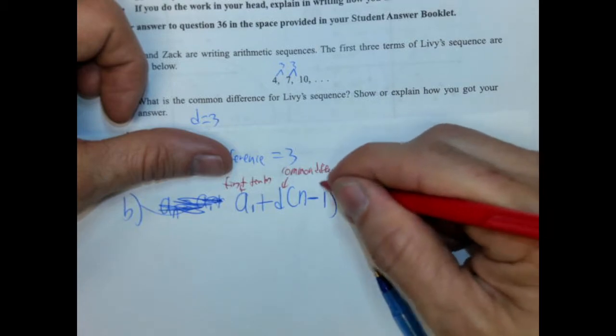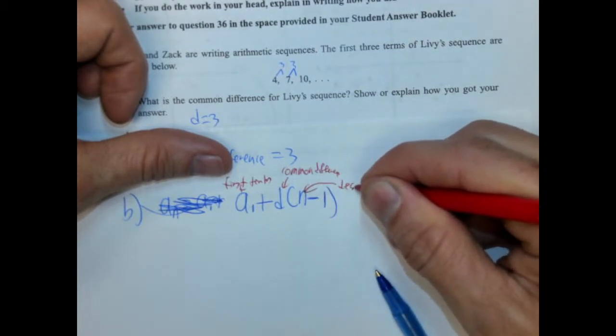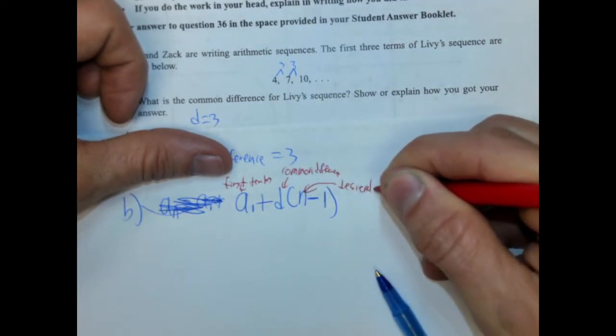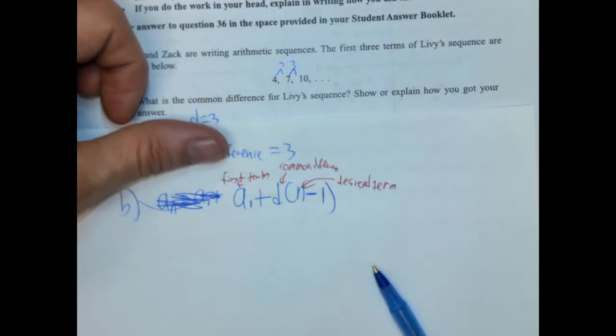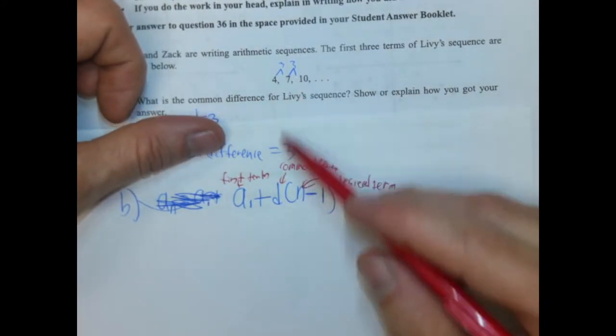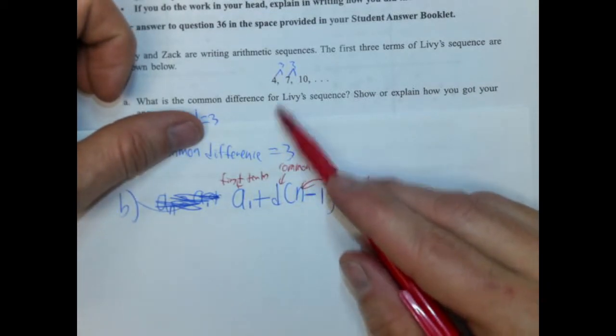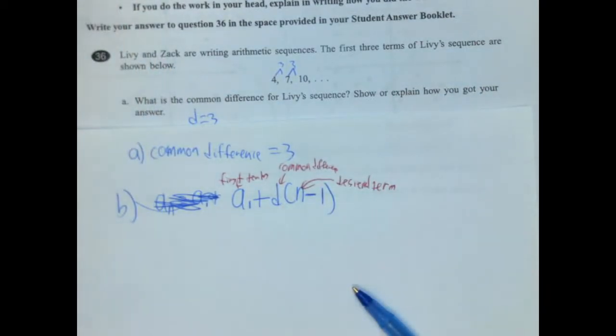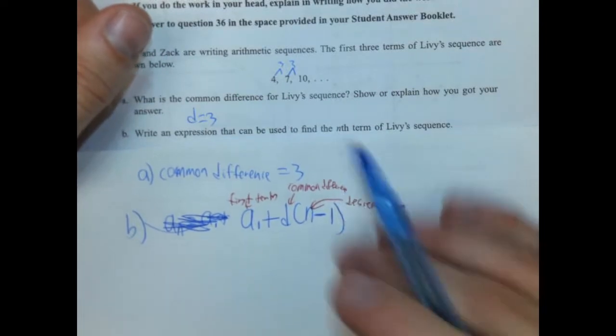Okay. And then this is the desired term. So if we were looking for the fifth term, we'd put 5 in for n. Our common difference is 3, and our first term is 4. So that's how you do that. You can find any term in the sequence by using this formula. And this is not given to you in the formula sheet.